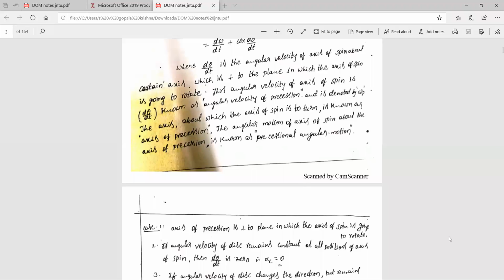Now we are going to discuss the lecture. Before discussing today's class, let us recall the last class, that is, the effect of gyroscopic couple on a naval ship.